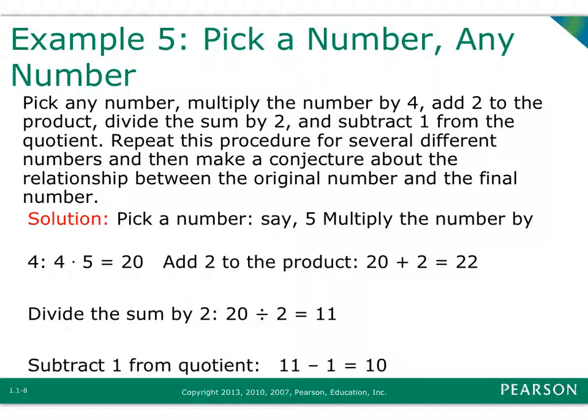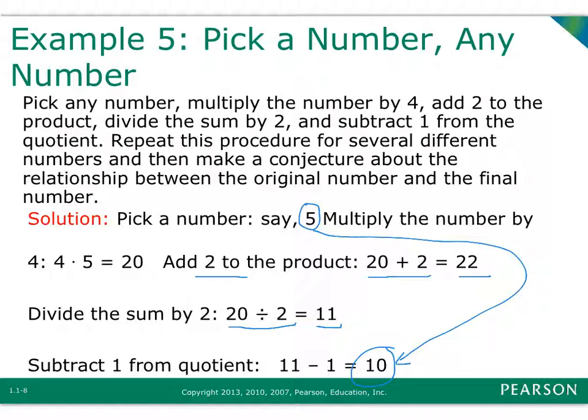So for one of our solutions, pick a number, say 5. Multiply the number by 4, which is 4 times 5 is 20. We add 2 to the product, and 20 plus 2 is 22. We divide the sum by 2, so 22 divided by 2 is 11, and we subtract 1 from the quotient, and we get 10. So in this case, our original number that we picked was 5, and we end up with 10. Can we say anything about the original number and the final number?